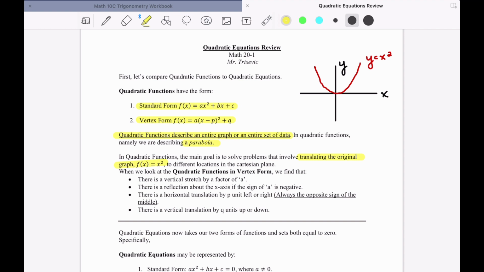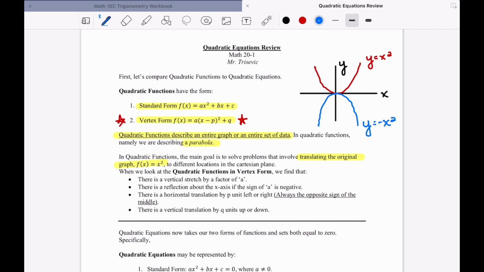We did a close study on specifically this vertex form, and we found that from the vertex form, we could get a vertical stretch factor of a. We could determine if a was positive or negative, whether there was a reflection or not. In the case where a was negative, the graph would be reflected about the x-axis. As a quick example, this would be y is equal to negative x squared. A negative is going to flip it over the x-axis. And then we had either a horizontal translation, p units left or right, or a vertical translation, q units up or down.